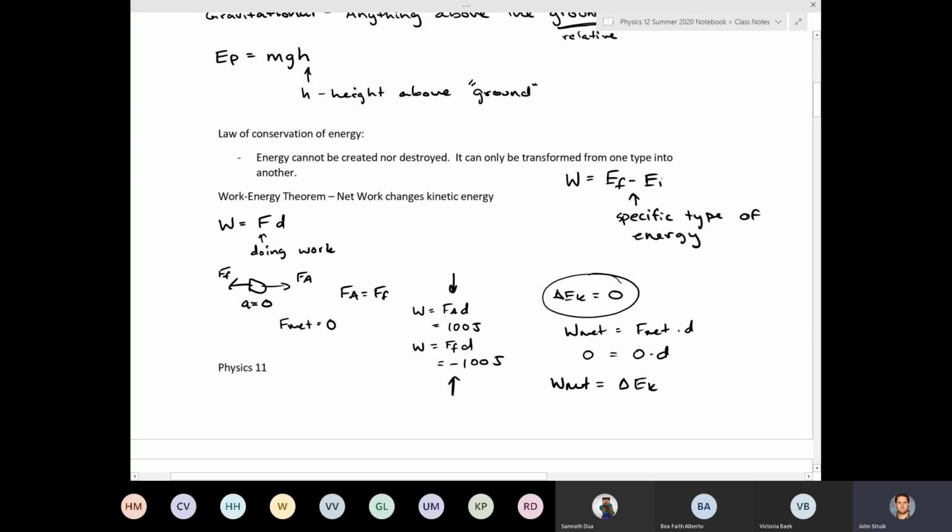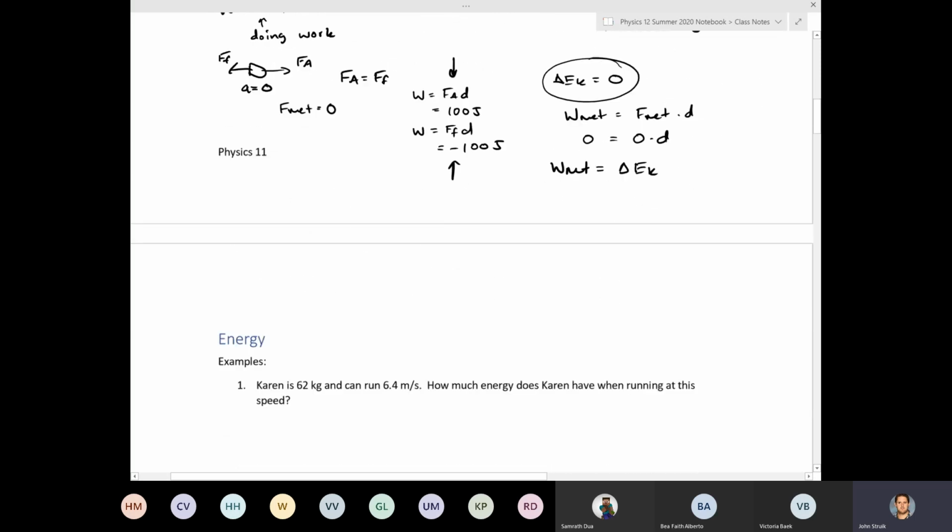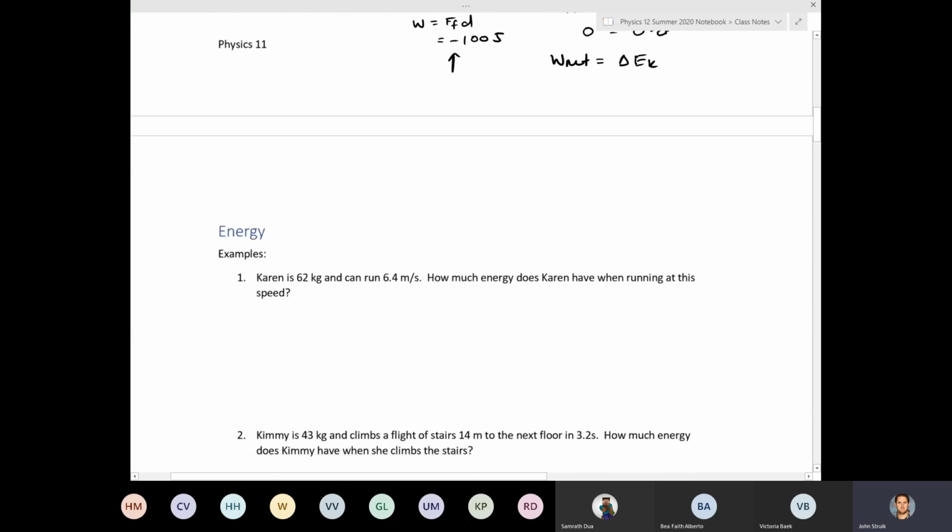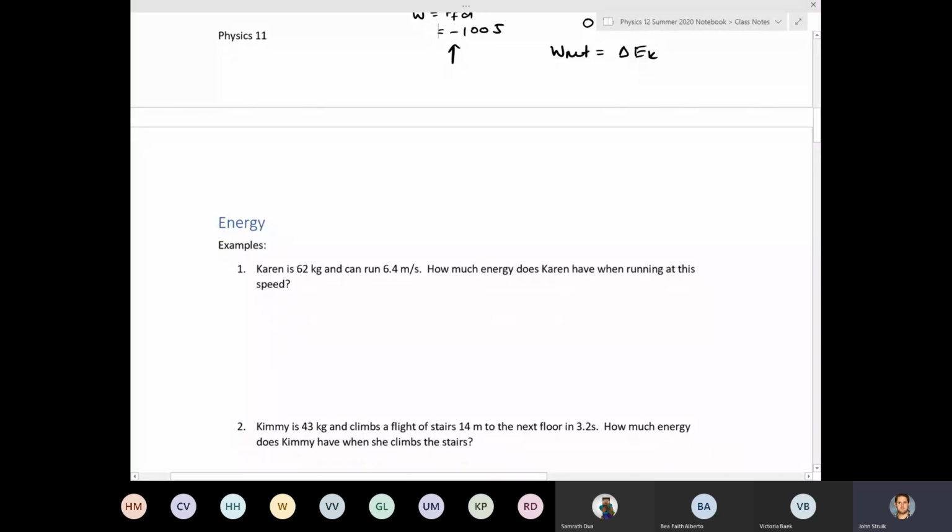I guess we should do examples first. So let's do some examples. First one's really easy. Karen is 62 kilograms and can run at 6.4 meters per second. How much energy does Karen have when running at that speed?